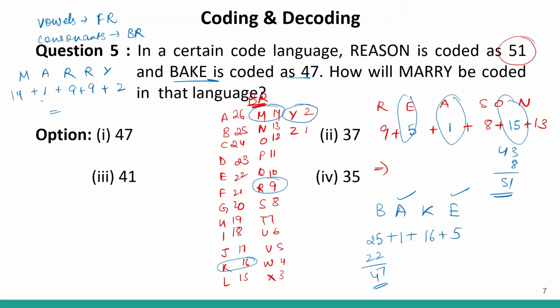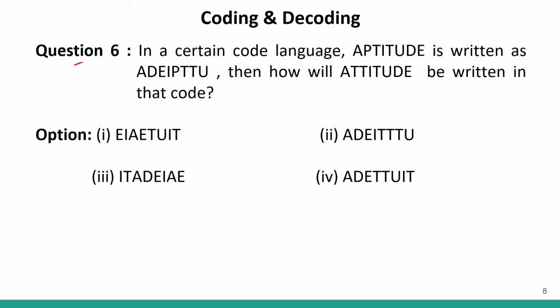So basically this is 1 plus 9, 10. 10 plus 9, 19. 19 plus 2, 21. 21 plus 14 will give me 35. So 35 will be the answer, which is given in option number 4. So option number 4 will be the correct answer, which is 35. So this was a combination of backward ranks and forward ranks. Okay. Moving on to question number 6.